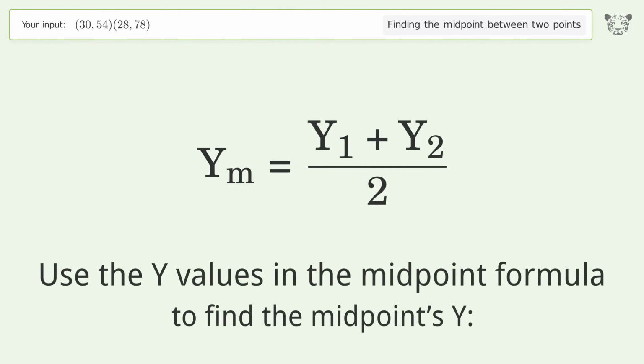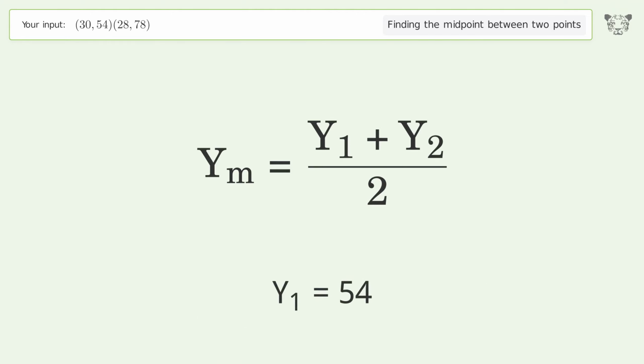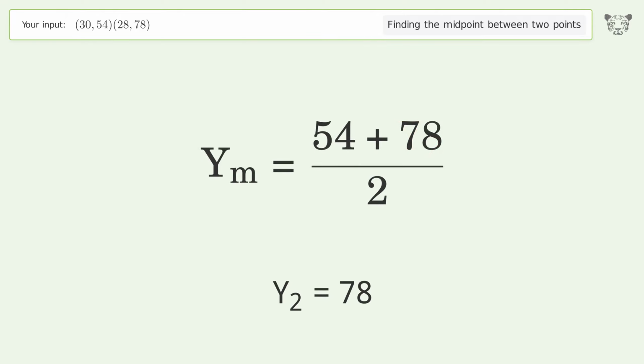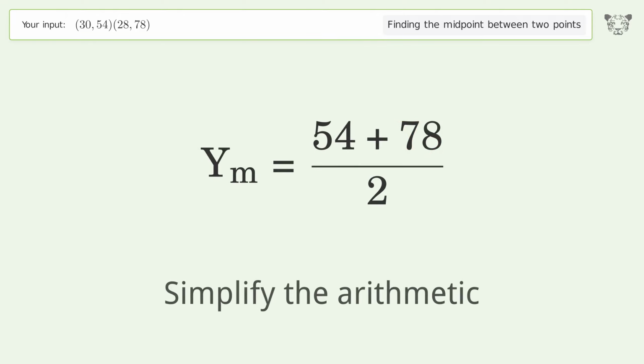Use the y values in the midpoint formula to find the midpoint's y. y1 equals 54. y2 equals 78. Simplify the arithmetic.